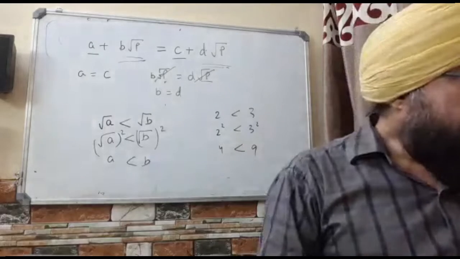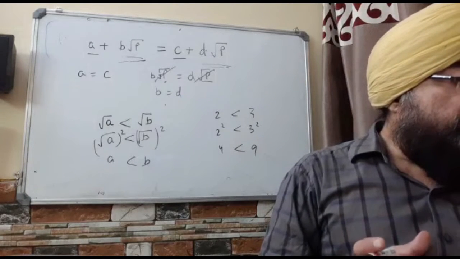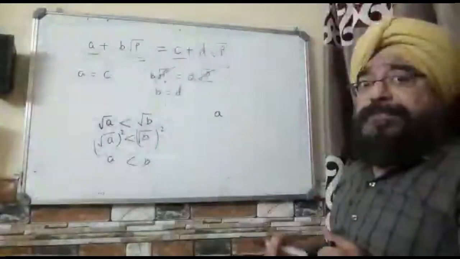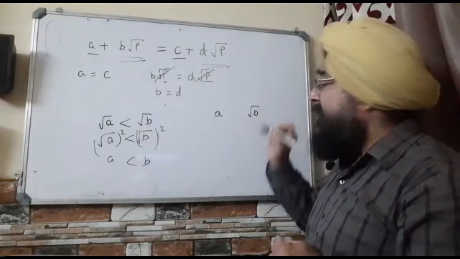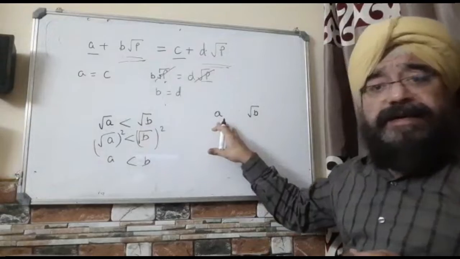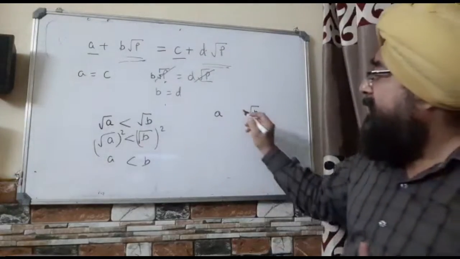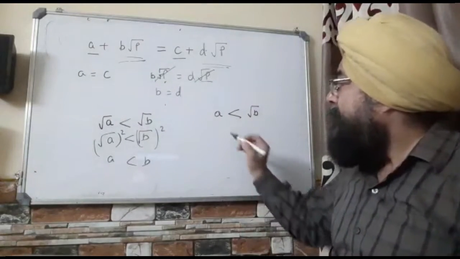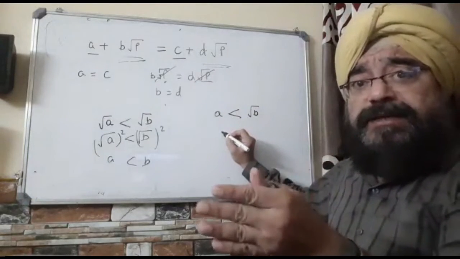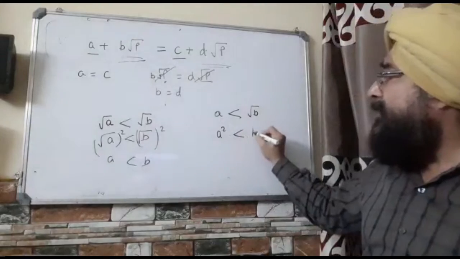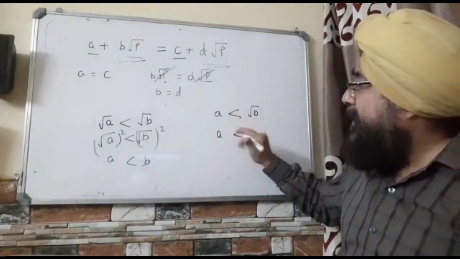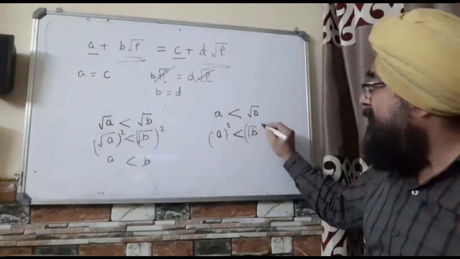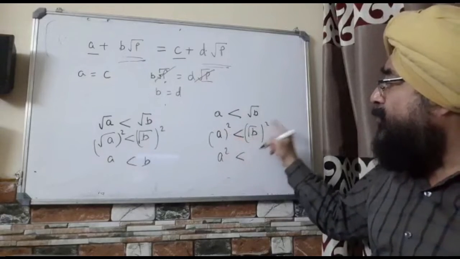Isn't it? Likewise, if a is a positive rational number and root b is an irrational number, such that a is less than root b, then for sure, obviously, a square will be less than b. How does that come? If a was less than root b, then a squared will be less than the square of root b. So a squared will be less than the square of root b, that is b.